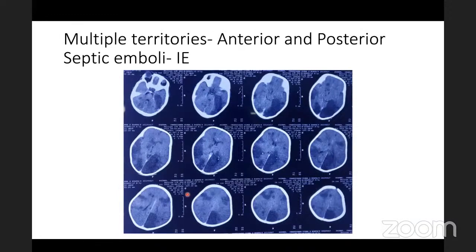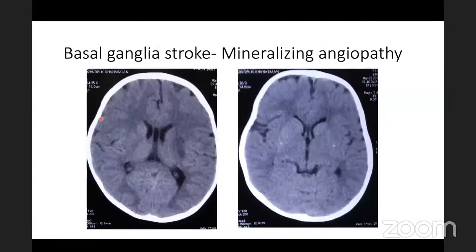When there are multiple territories, both anterior and posterior, you should suspect something sinister. There is a shower of emboli from the heart or some other place in the body, which is going and lodging in all arteries of the brain. So you can see that the posterior circulation is involved here as well as here. And you can see that there are anterior circulation changes as well. You can see here there are multiple wedge-shaped areas, and also the center of the brain is also involved. So there are multiple arterial territories which are involved. This is due to septic emboli, and this is an example of multiple territory stroke.